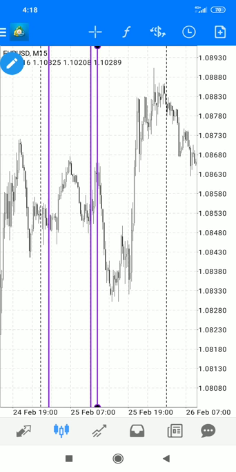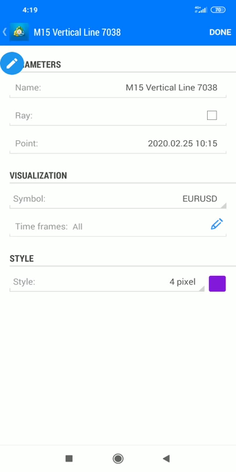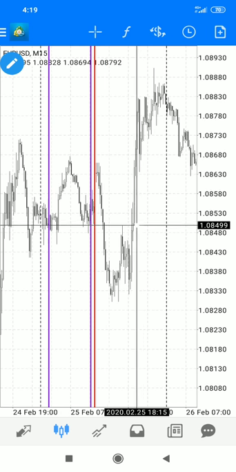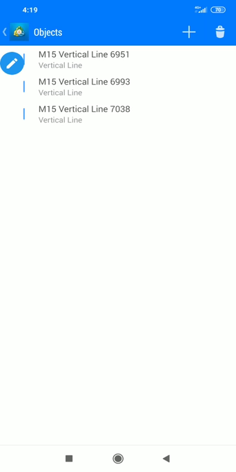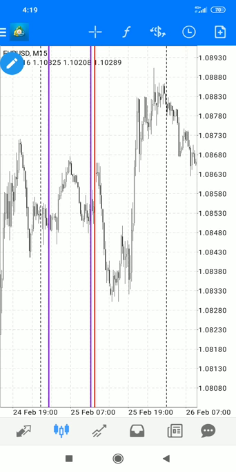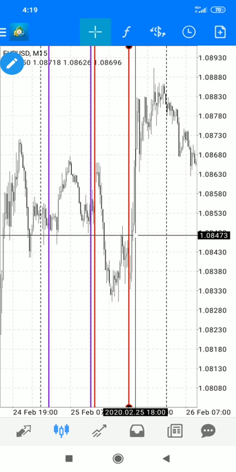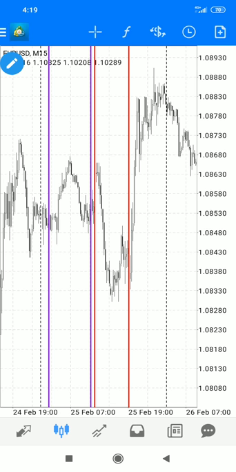Okay, so now let's put it somewhere around here. 10. Okay, let me also use a different color. 10 a.m. to 5 p.m. 5 p.m. is here. So we'll be placing it somewhere around. Let's leave it there. It's 5 p.m.